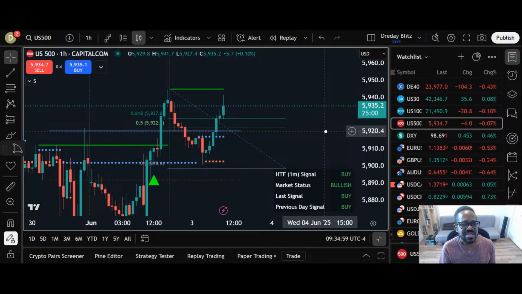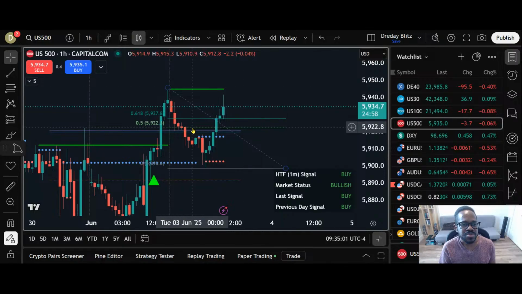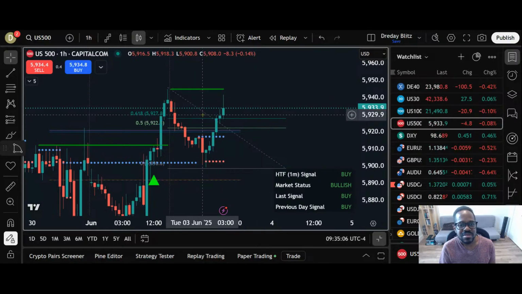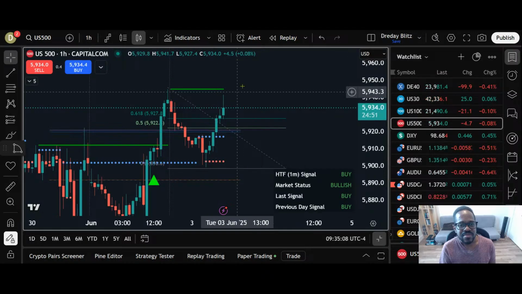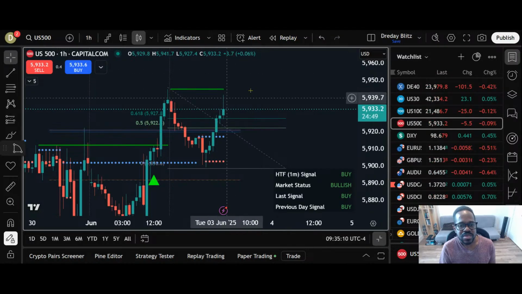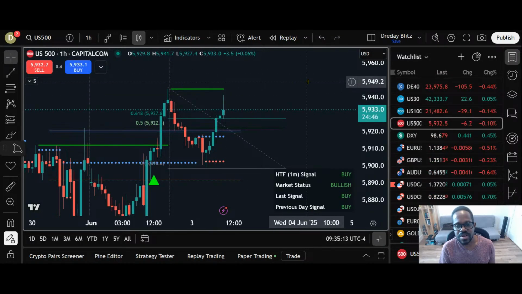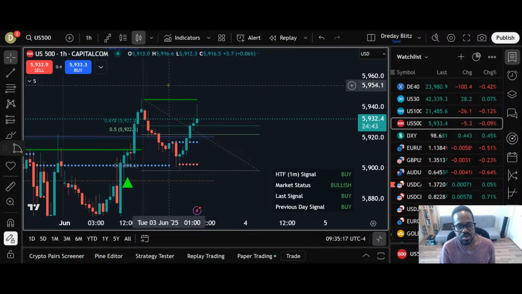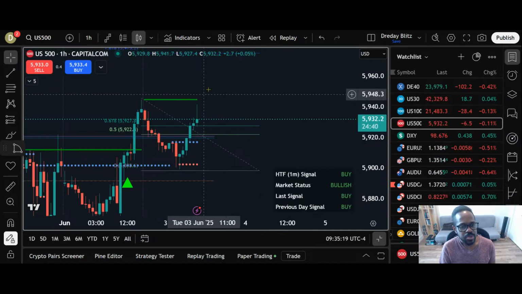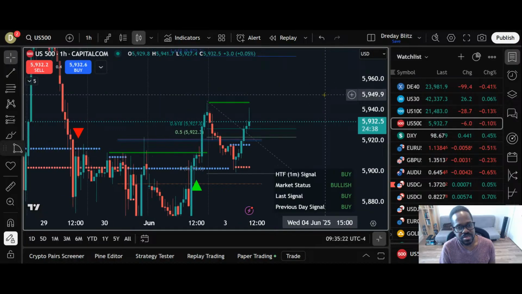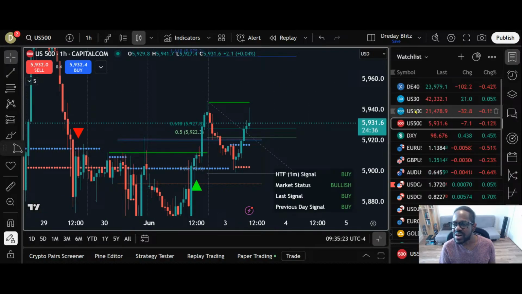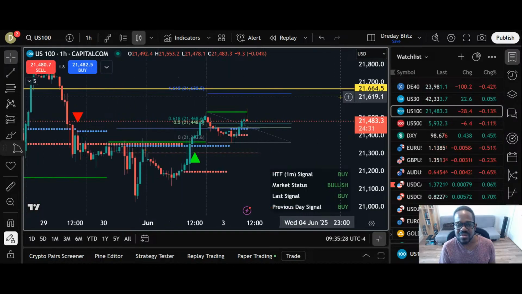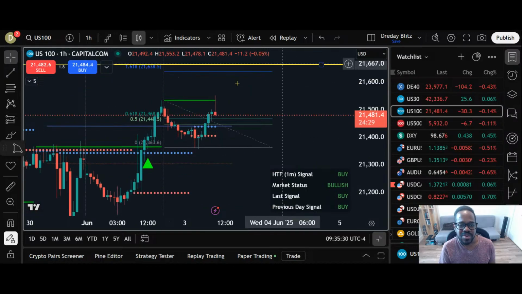But like I said, it seems to be reacting off of that 61.8. Remember, we're still within the first 15 minutes of the market open. So there will be a lot of manipulation here off of the first 15 minutes. So I'm still expecting bearishness here overall.